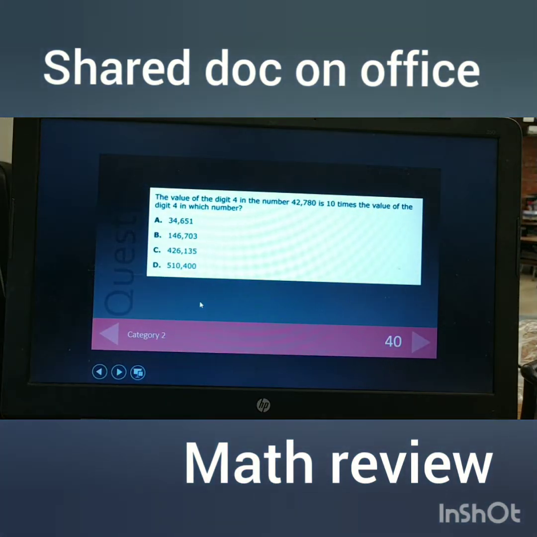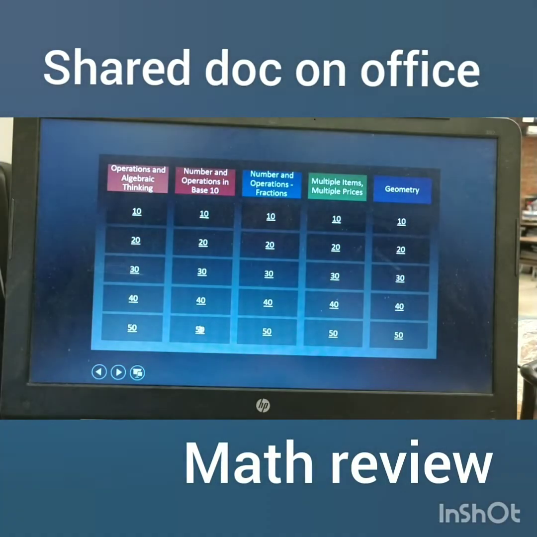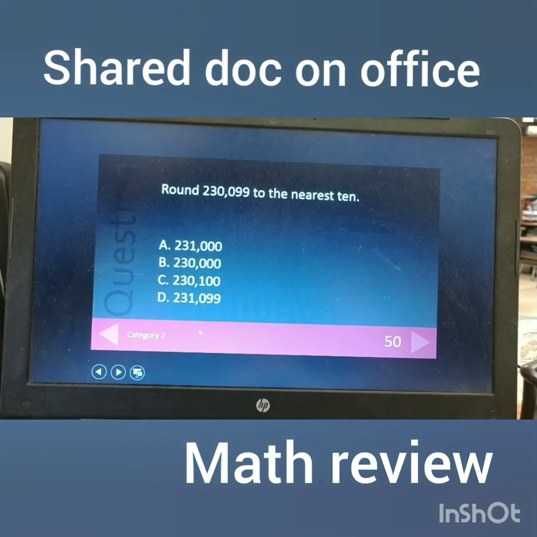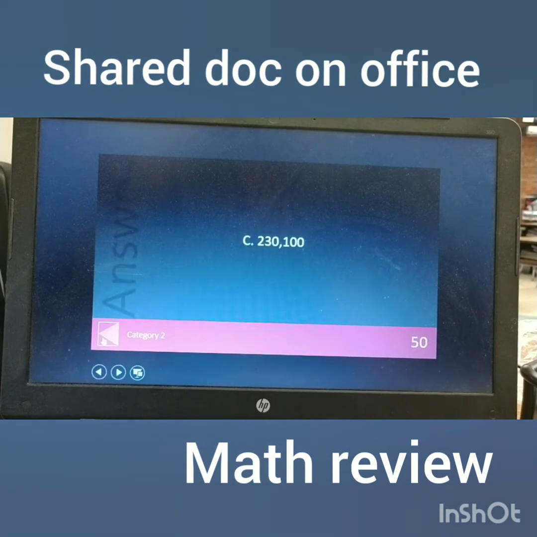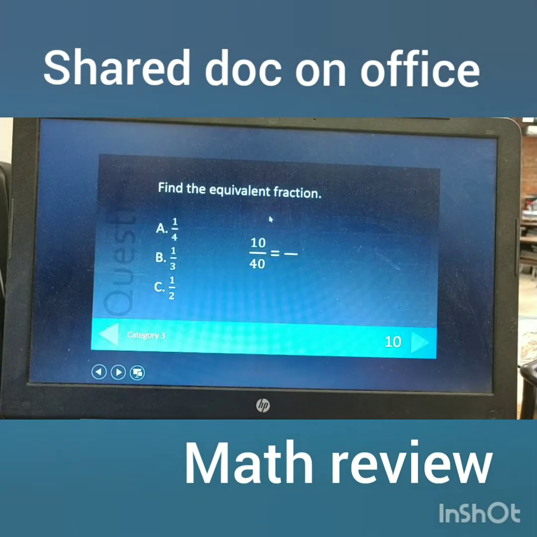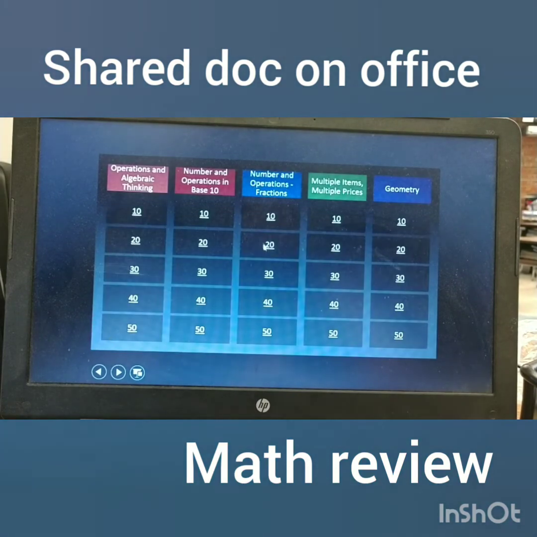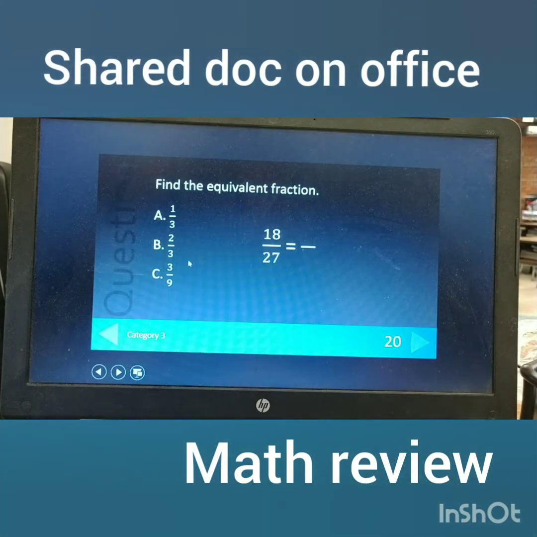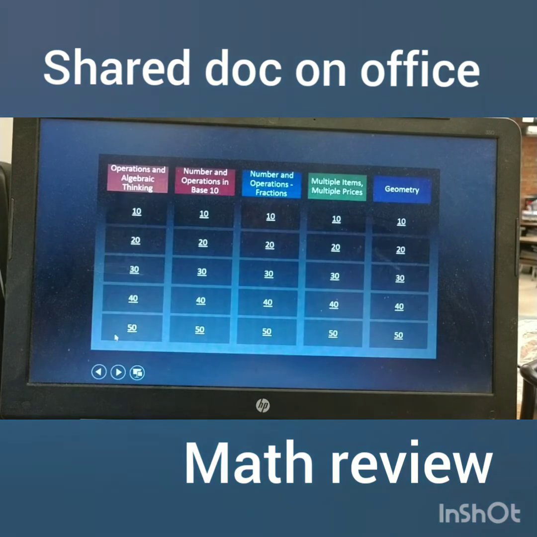The value of the 4 in the number 42,780 is 10 times the value of the 4 digit in which number? Round 2,399 to the nearest 10. Oops. Find the equivalent fraction to 10/40ths. Find the equivalent fraction to 18/27ths.